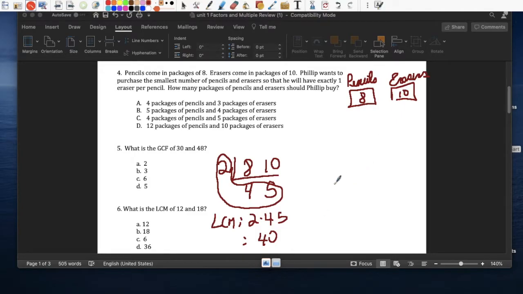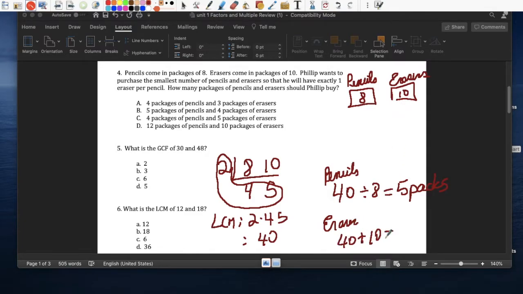So let's think about this. I need to buy 40 pencils. Well, each pack of pencils has 8, right? So I'm going to divide 40 by 8. Let me just do pencils. That means I need 5 packs. For the erasers, I need 40 erasers, and how many erasers in each pack? 10. So 40 divided by 10 means I need to buy 5 packs of erasers.